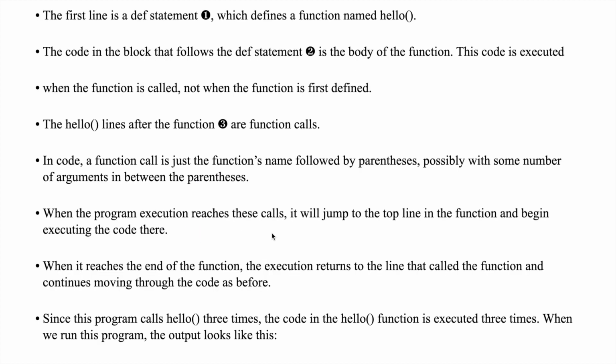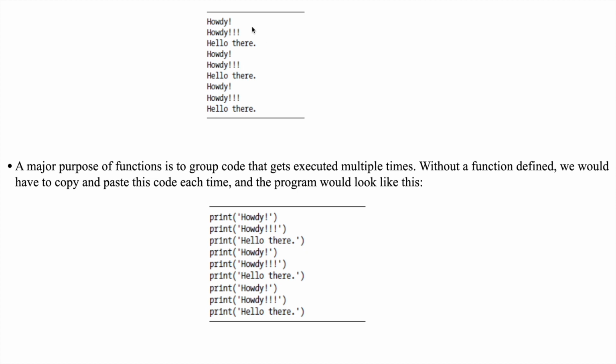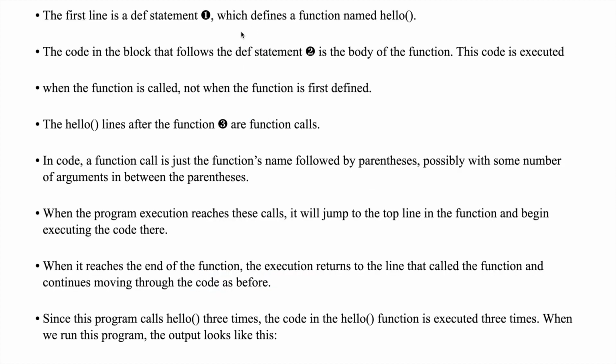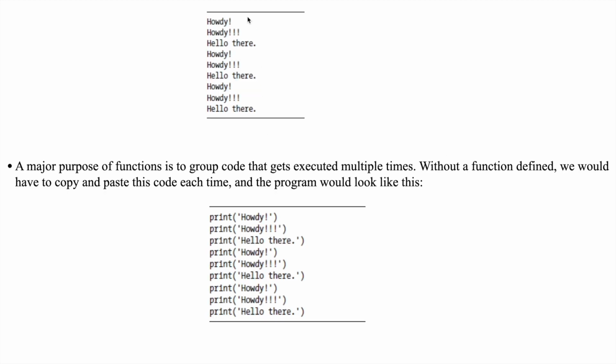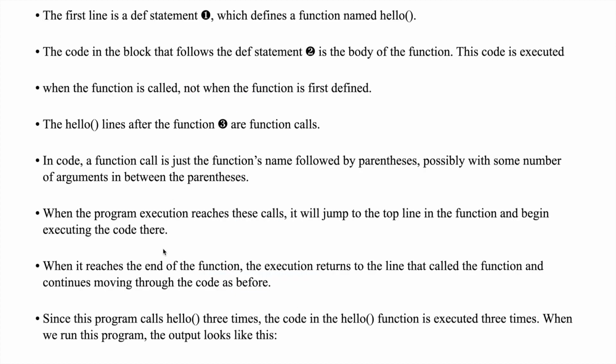We'll see that. So when the program execution reaches the end, this is the output: Howdy, hello there, howdy, hello there, howdy, hello there. Because you are calling the function 3 times and the body of the function contains 3 print statements, 3 into 3, 9 print statements will be executed. Same thing that I have told is explained in the statements. Okay, I don't want to waste time.